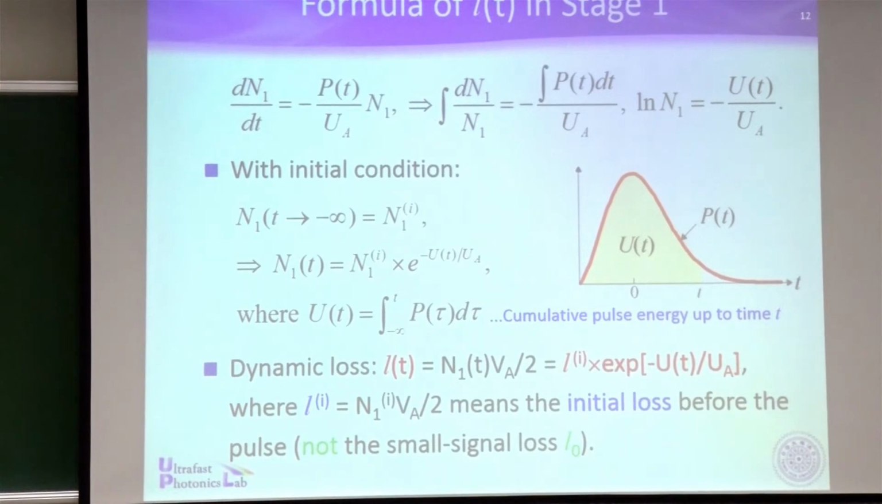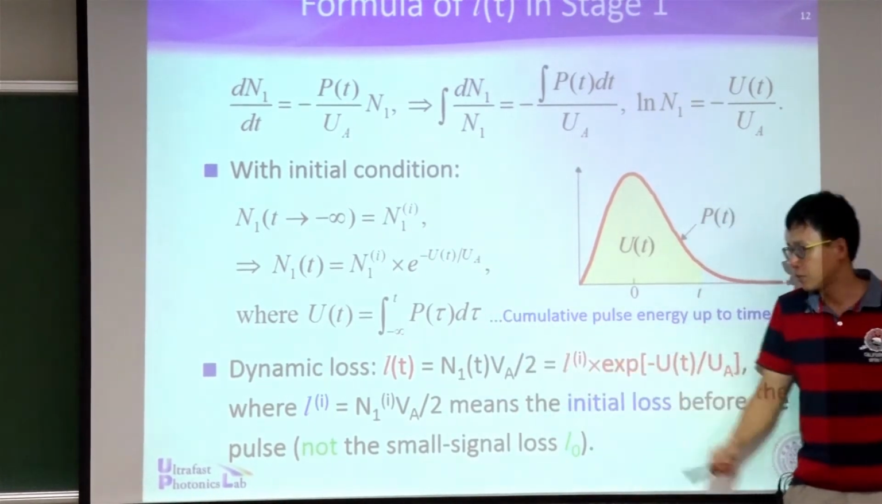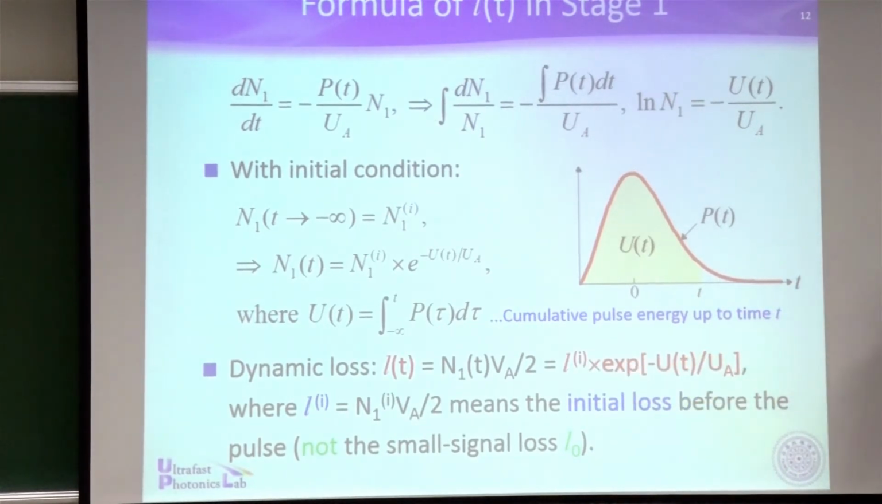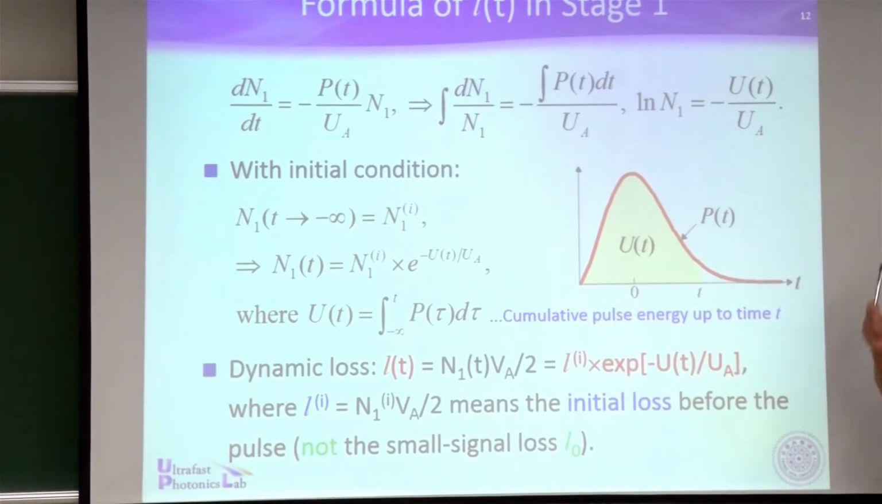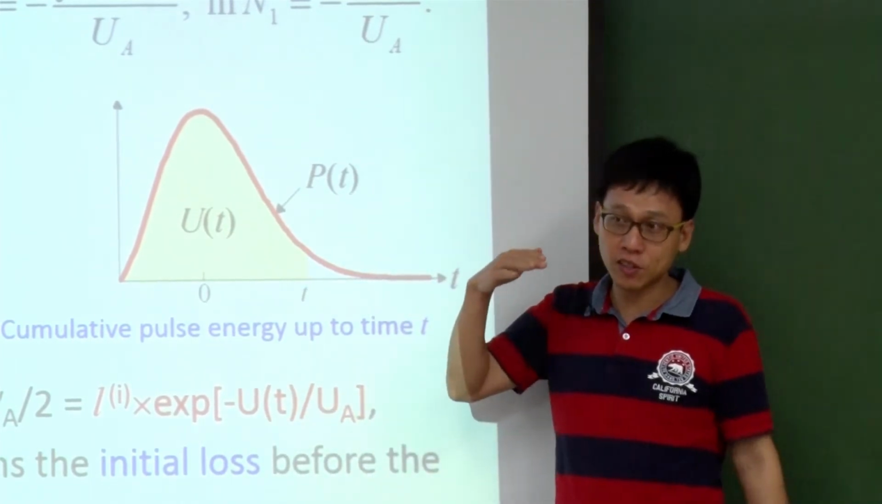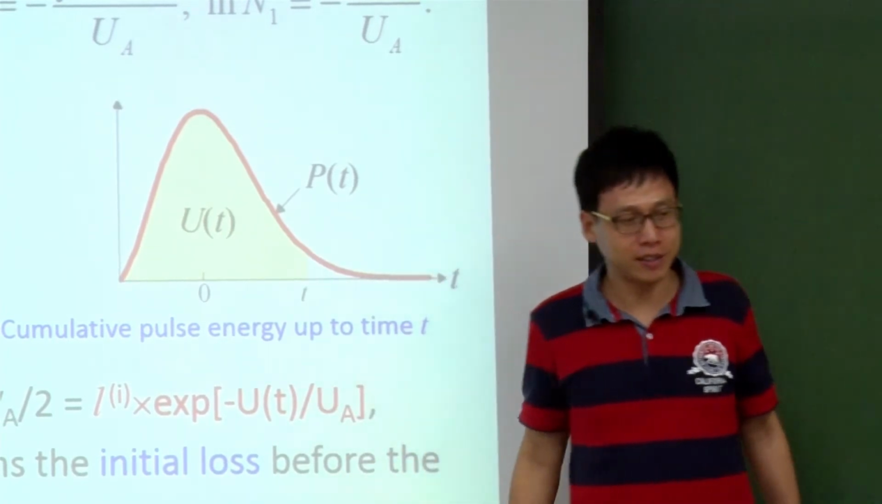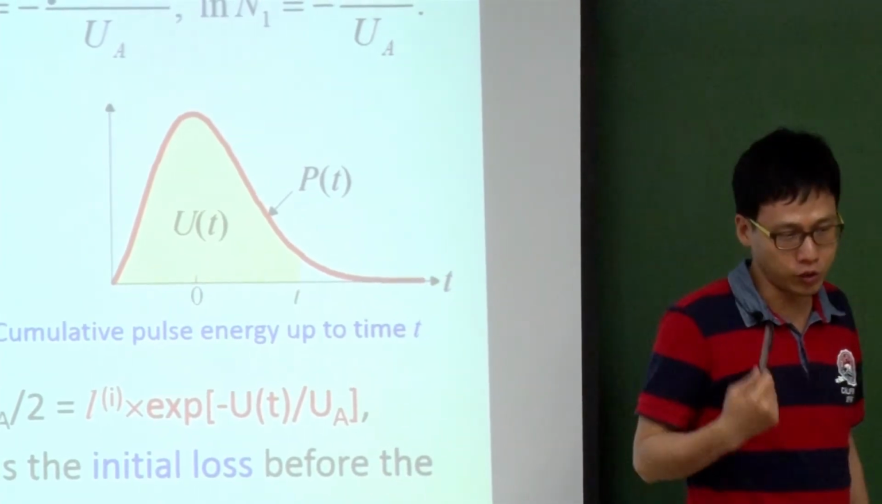But actually, we wonder about the dynamic loss, right? L of t equals N1 of t, which is solved here, times effective volume V sub A over constant 2. So this is the solution. The initial number density is replaced by the initial loss coefficient. But be careful, L super I is the initial loss. It's not equal to the small signal loss, L0, we have seen in the previous example. So what does this mean? It means even if your pulse does not come, your loss can still be smaller than the small signal loss. We will see this a little bit later. But anyway, this is not L0. This is dependent on the initial number density, your initial loss.